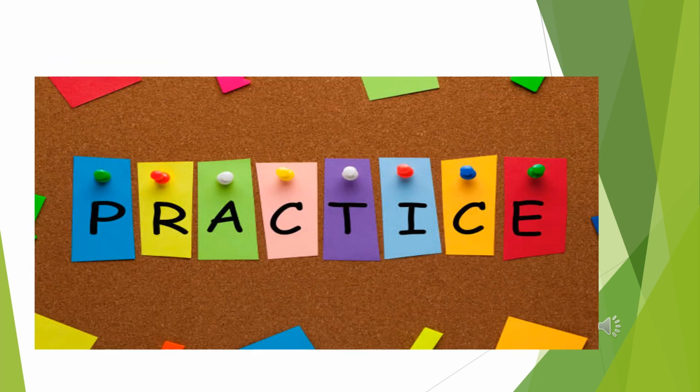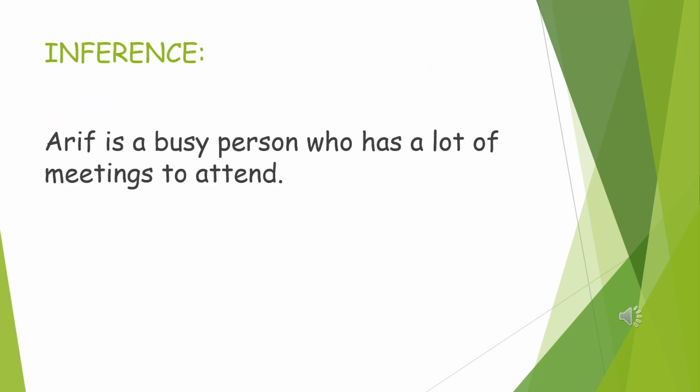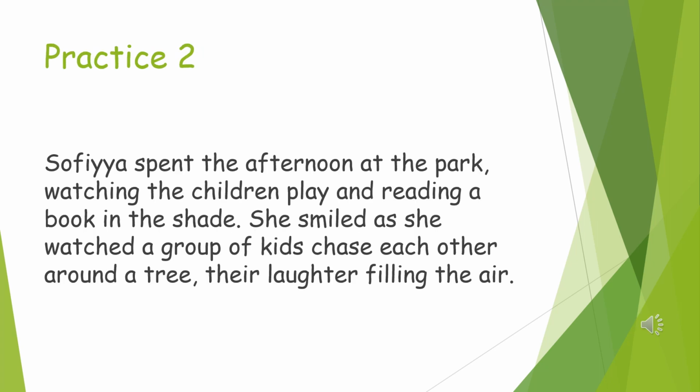Now let's do some exercises together, shall we? Read the following paragraph and make an inference based on the information provided. Arif looked at his watch and realized that he was running late for his meeting. He quickly grabbed his briefcase and rushed out the door, almost forgetting his phone in the process. Here, based on the details provided, we can make an inference that Arif is a busy person who has a lot of meetings to attend.